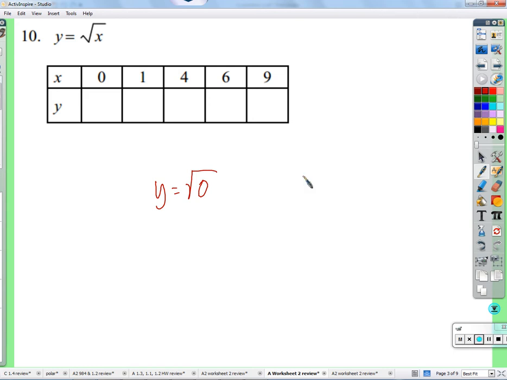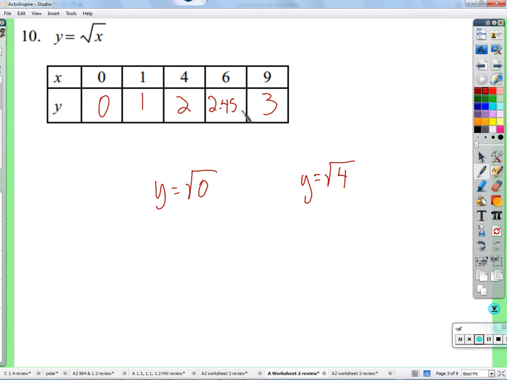Let's go to 4. Y equals the square root of 4. What's the square root of 4? Why? Because 2 times itself is 4, right? So why is the square root of 0 0? 0. Square root of 1? 1. Square root of 9? 3. Square root of 6. Okay, 2.45, and of course it just keeps going.